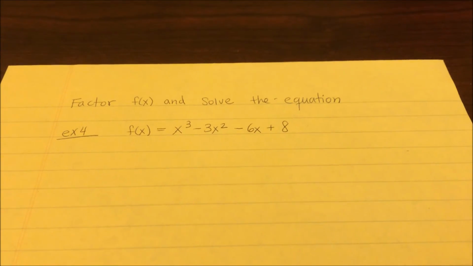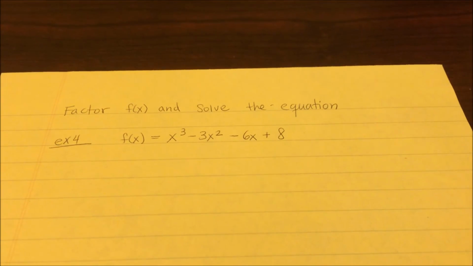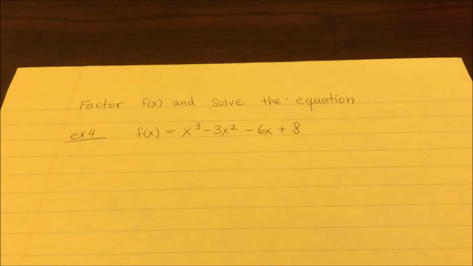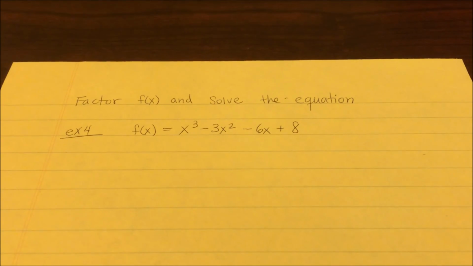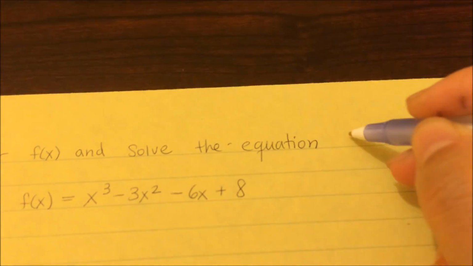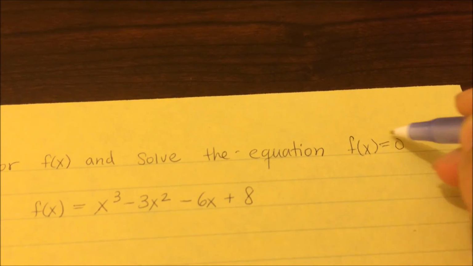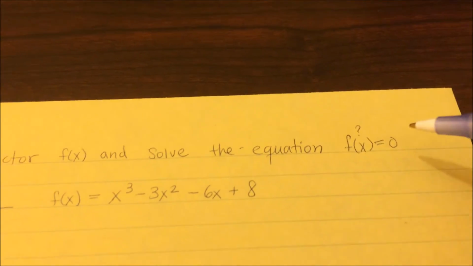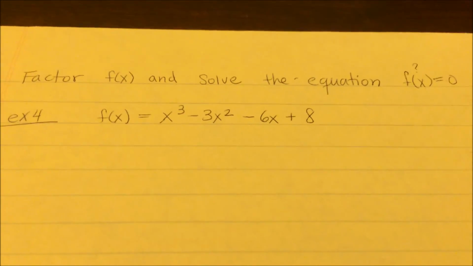This last example, example 4, they're going to ask us to factor f of x and then solve the equation. It's going to look something like this, where it says f of x is equal to x to the third minus 3x squared minus 6x plus 8. And they're going to ask us, f of x equals 0. So you're trying to figure out the root of this equation without them giving you any clues.